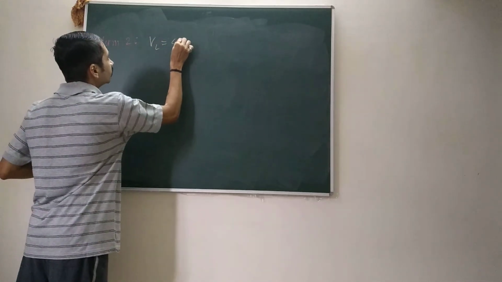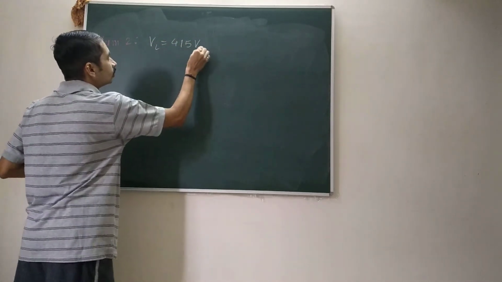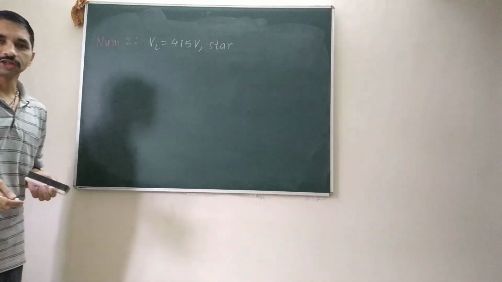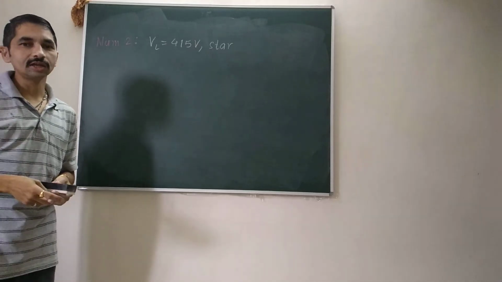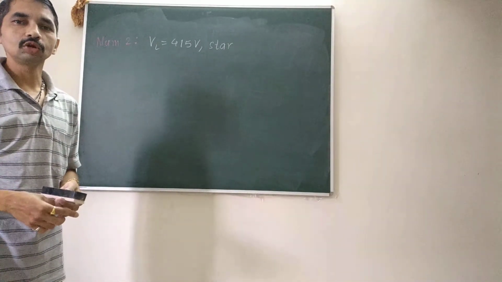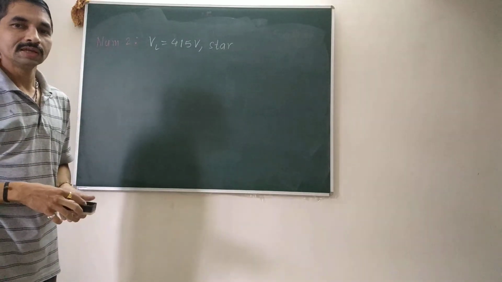The line value of the voltage is 415 volt. It is a star connected induction motor. That means the stator is connected into star, no matter whether you are talking about a squirrel cage induction motor or a slip ring induction motor.